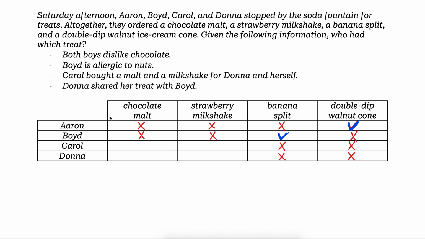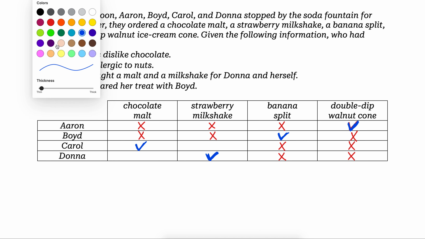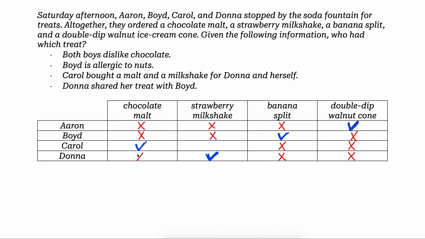Now let's look at Donna and Carol. It says Donna shared her treat with Boyd. Well, Boyd does not like chocolate, so he's probably not going to share a chocolate malt, but Boyd would share that strawberry milkshake. So that means Donna had the strawberry milkshake. And if she had the strawberry milkshake, that leaves the chocolate malt for Carol. And I can go in and fill in the other X's. So by eliminating possibilities, what is left is what the 4 kids had as their treats.